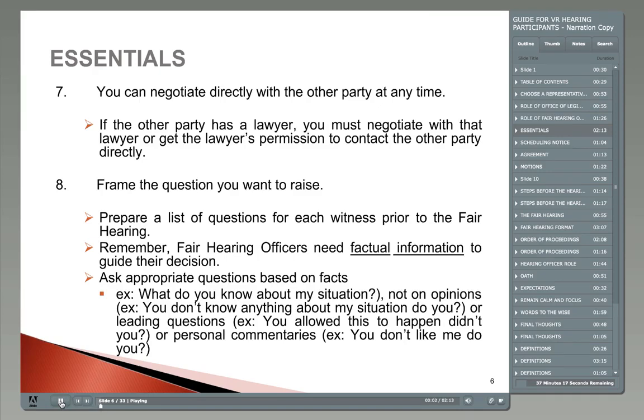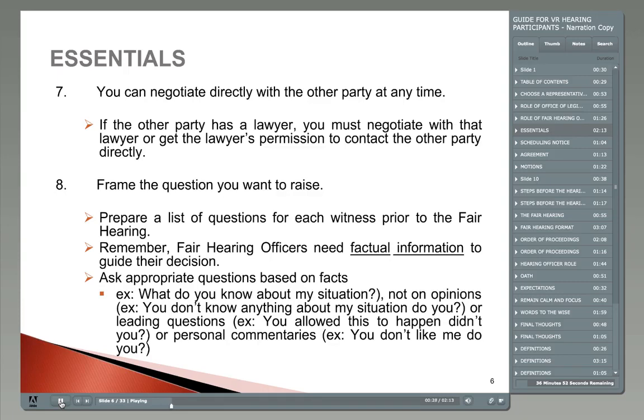One thing to keep in mind, you can negotiate directly with the other party at any time. So if there's an opportunity, for example, to build an agreement, to come up with a solution or an agreement, that can happen at any time, whether the hearing's been scheduled, whether the hearing's in 2 days, an hour, 15 minutes, or whether the hearing's happening. An agreement can happen at any time.